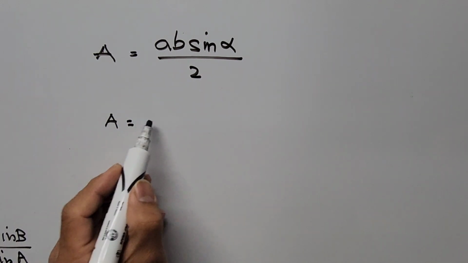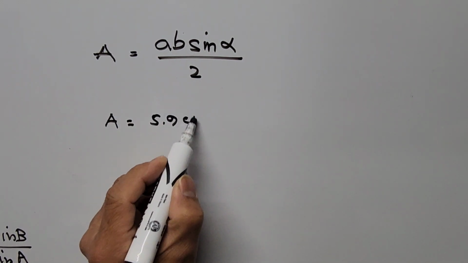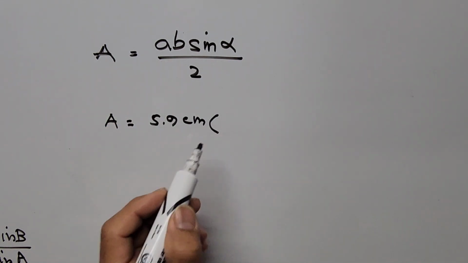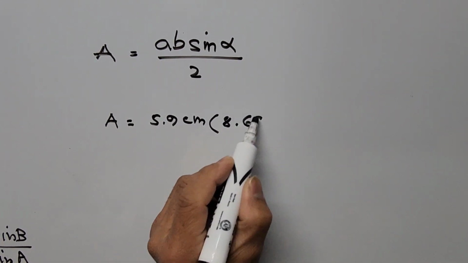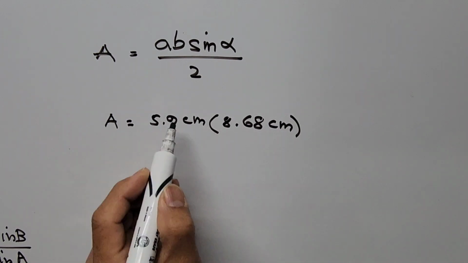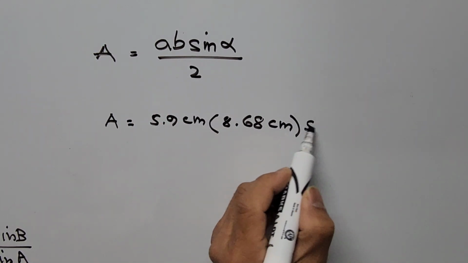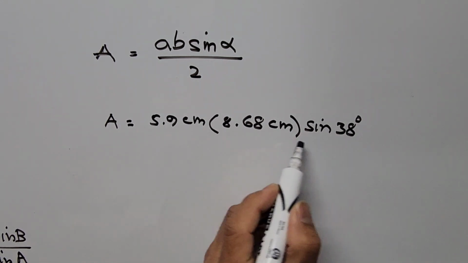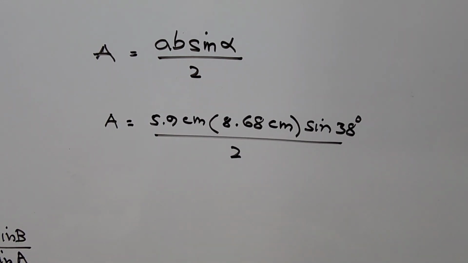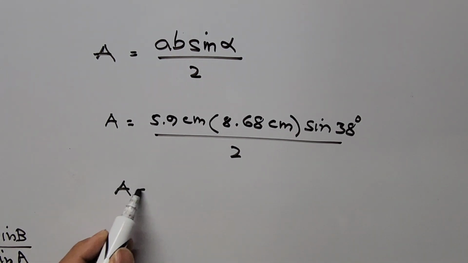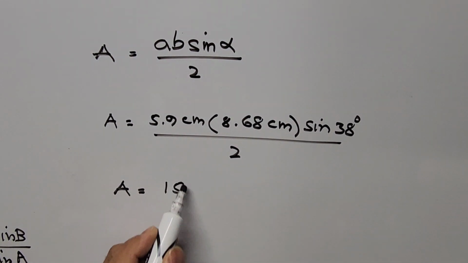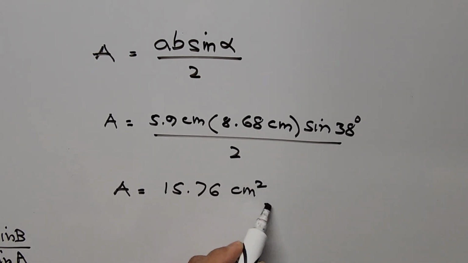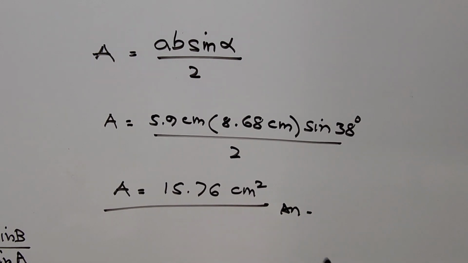So the area of the triangle is A, given as 5.9 centimeters, times side B, which we have just found, 8.68 centimeters, times the sine of the included angle, sine of alpha, where alpha is 38 degrees, all divided by 2. So area is equal to 15.76 square centimeters. This is now our final answer.